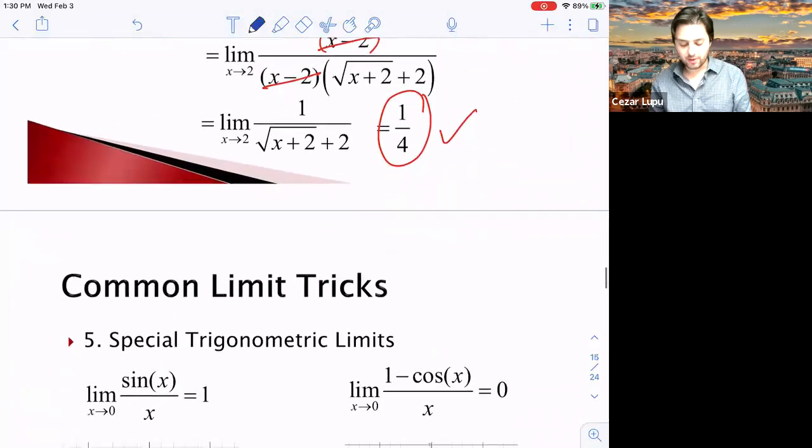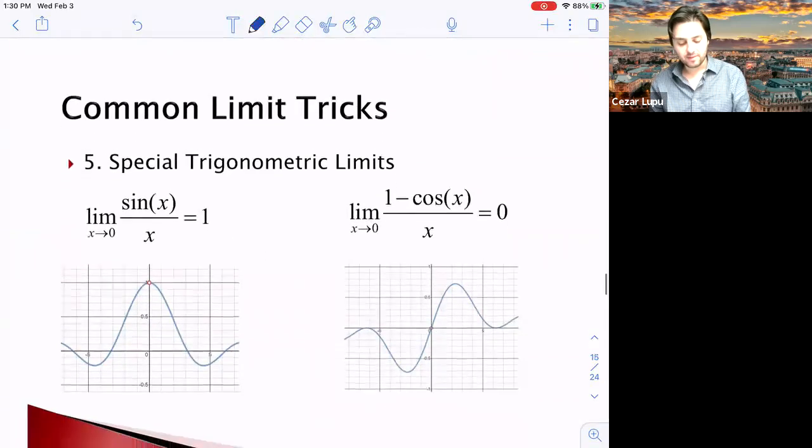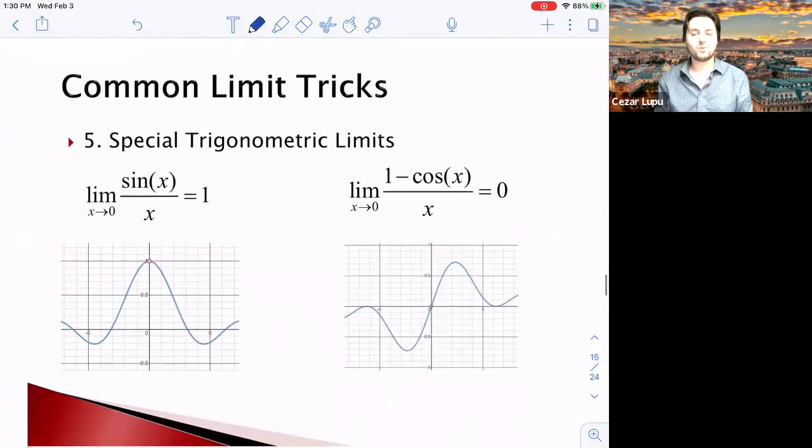Let's see some other tricks. What if we deal with limits which will involve trigonometric functions? What if this is the case? What will we do? You see, just like I said at the beginning, the special trigonometric limits. So the first one I have already said at least twice by now. The limit as x approaches 0 of sine of x over x is 1, as we can see also by just looking at the graph.